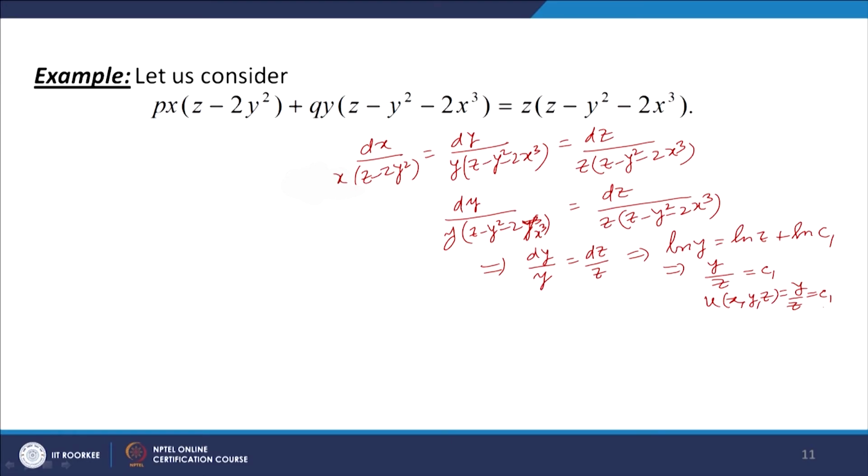Now, let us look at the other solution. So, we have to choose lambda, mu, nu in such a way that lambda dx plus mu dy plus nu dz becomes 0.